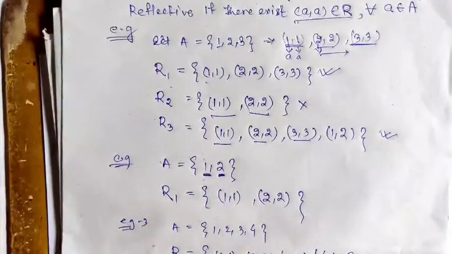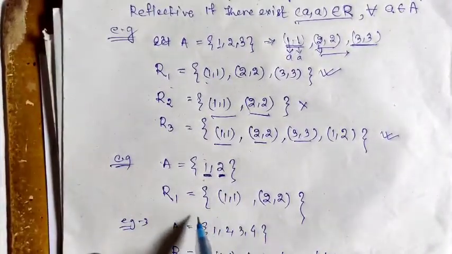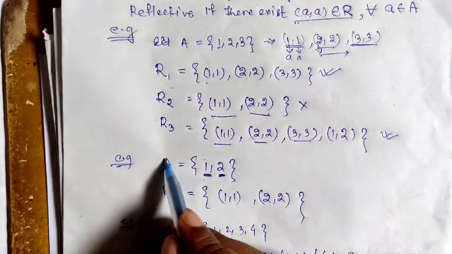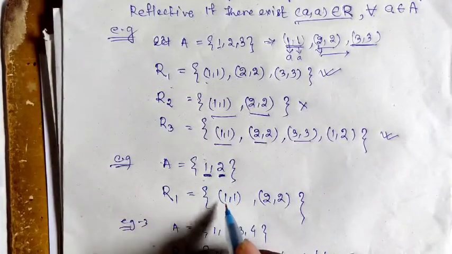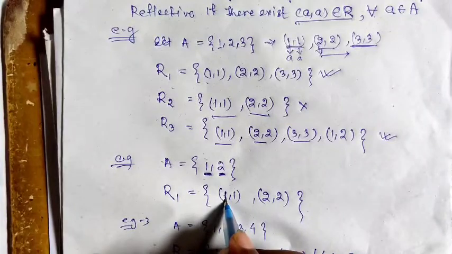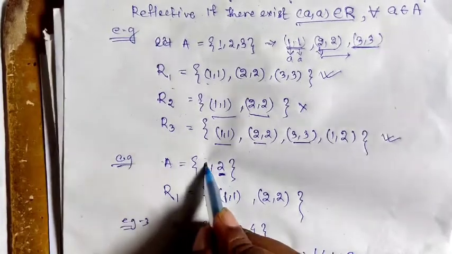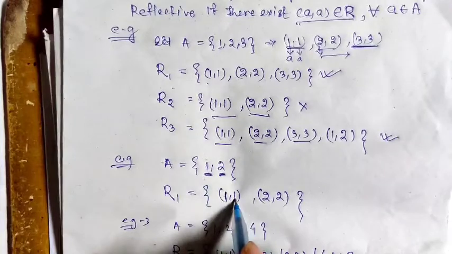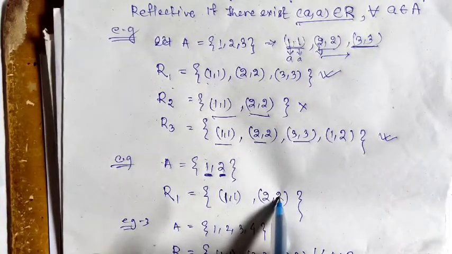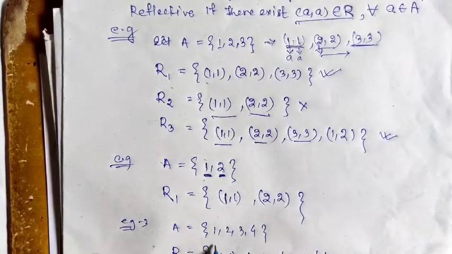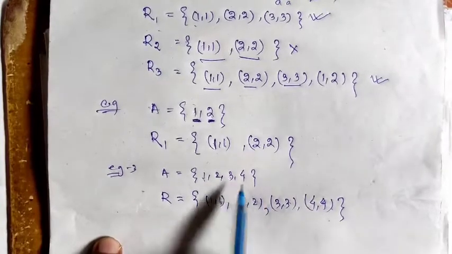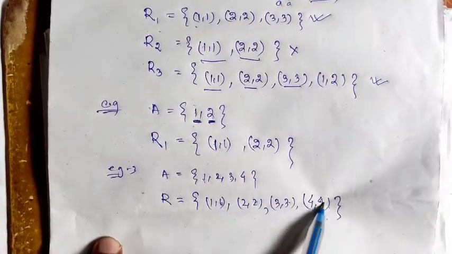Here in all three examples we point out that in an ordered pair each element maps with itself. One element maps with itself, two maps with two. Similarly here also, one maps with one, two maps with two, three maps with three, four maps with four. Okay.